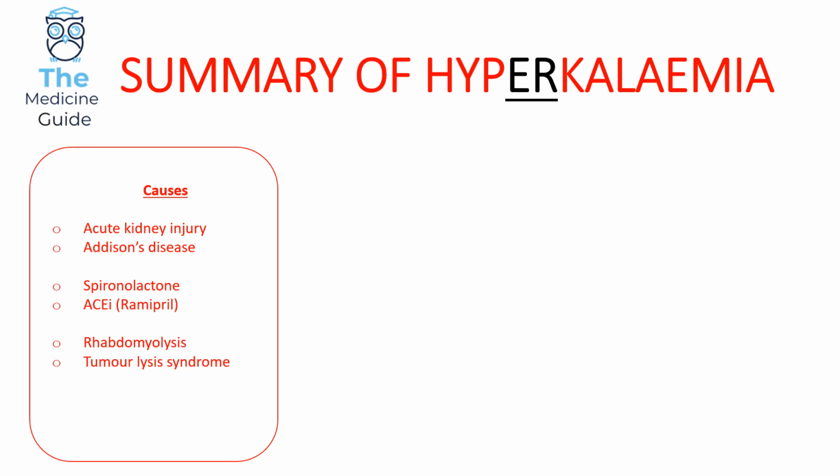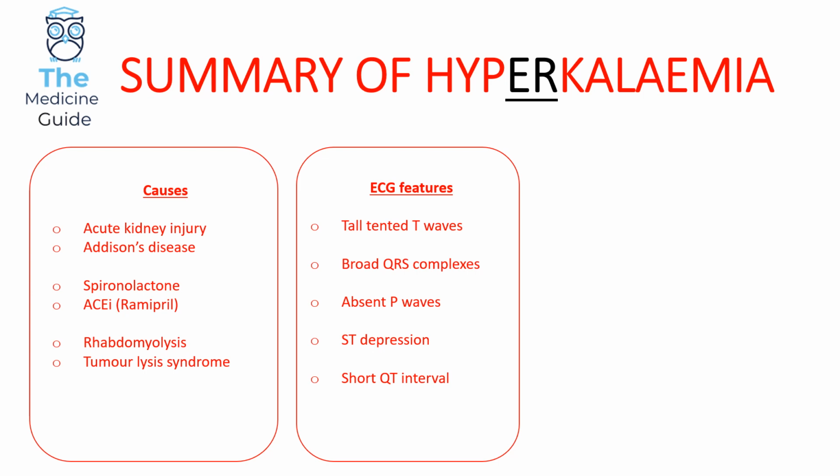It's caused by Addison's disease, the use of spironolactone because it's a potassium sparing diuretic, ACE inhibitors such as ramipril, rhabdomyolysis and tumor lysis syndrome. So the key features of hyperkalemia on an ECG include tall tented T waves, broad QRS complex, absent P waves, also a short QT interval and ST depression is found in hyperkalemia.